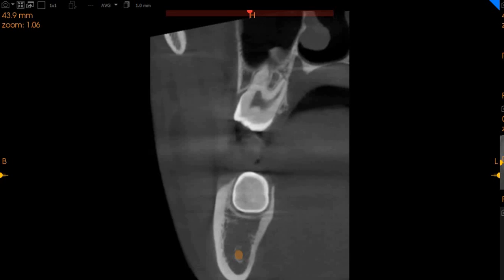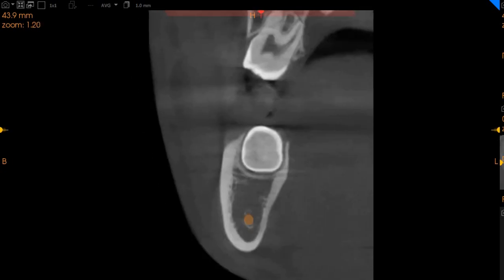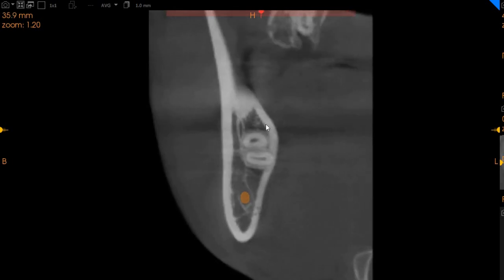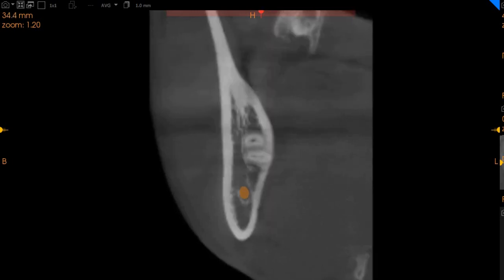This is the transaxial view, which is basically the proximal view. You can see the crown portion here. As we are moving distally, you can see the two roots separate. This is the mesial root, this is the distal root, and this is where the inferior alveolar nerve is.